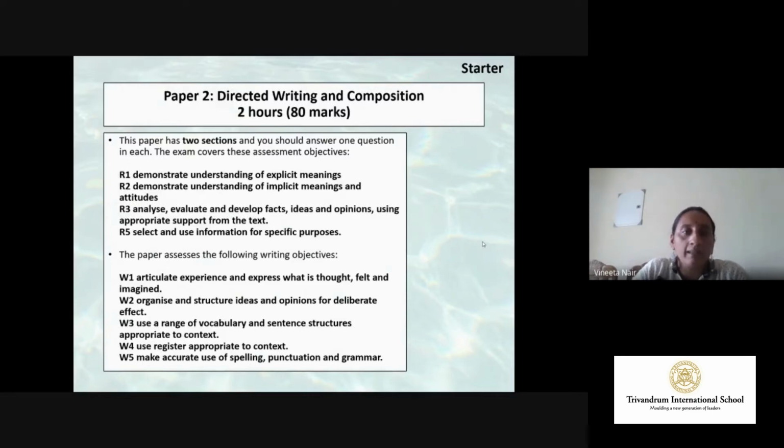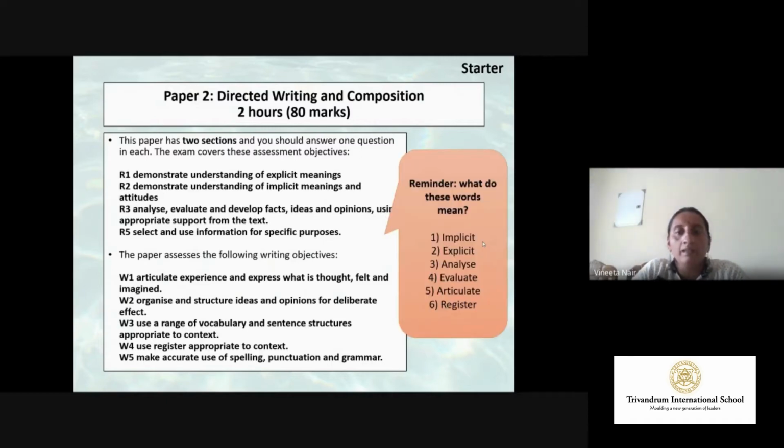These are the assessment objectives, which are both reading and writing, on the screen right now. I'm sure you all can read to understand it better. Again, the same words as paper 1: students need to remember implicit meaning, explicit meaning. They need to analyze, evaluate, articulate, and also register.